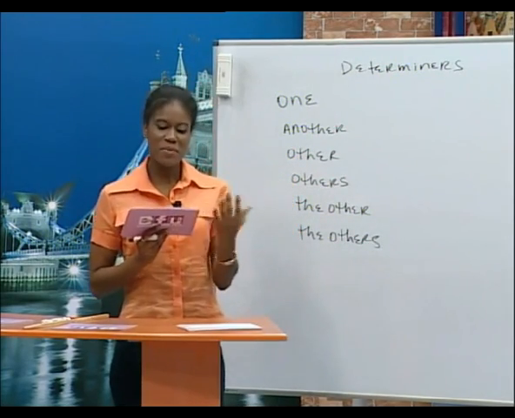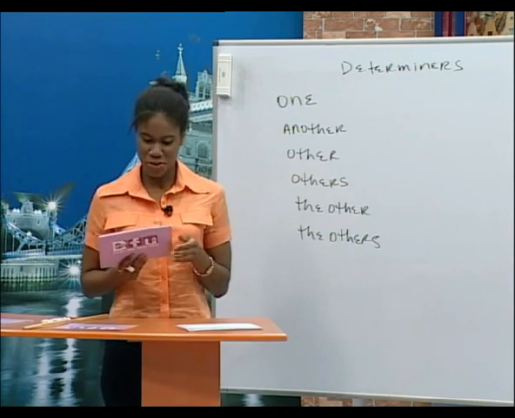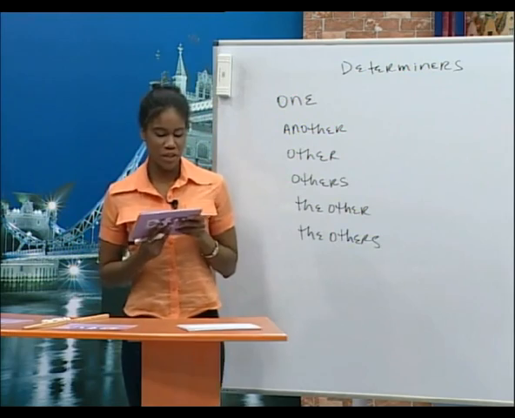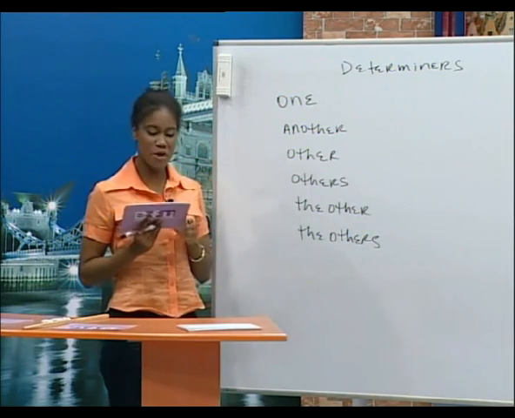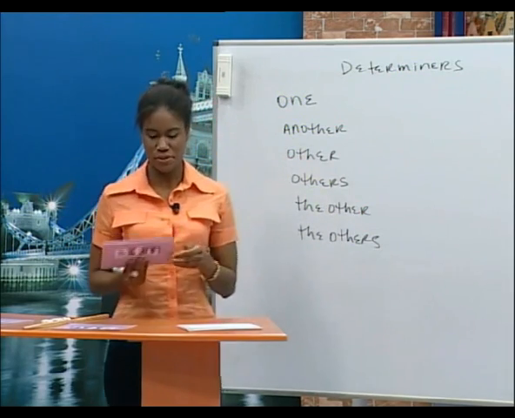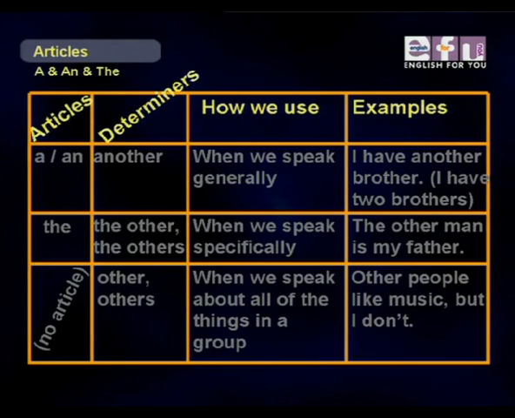Remember how we used the articles before? We were using a, an, the, or no article. Well, we can use determiners in the same way. Let's look at a table to see how. Remember the articles a and an. Another is a determiner we use when we speak generally, like a and an. So I have another brother, meaning I have two brothers. Here's one brother and here's another brother.